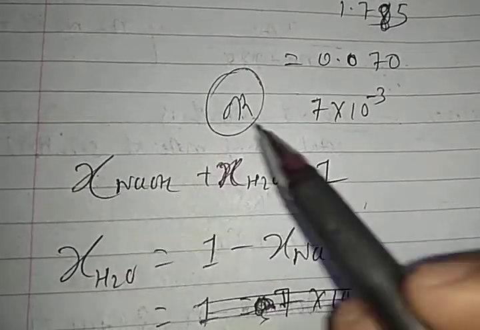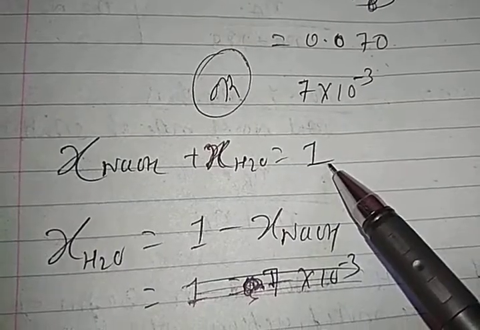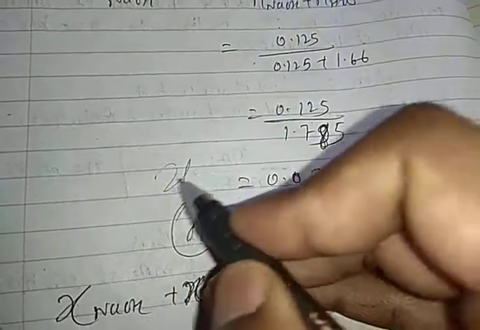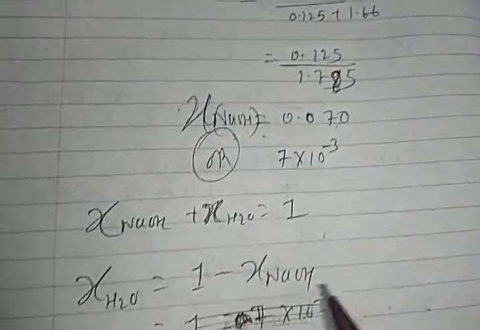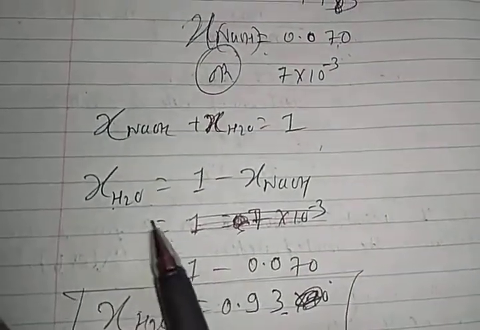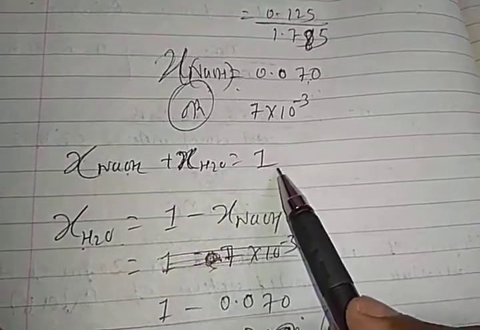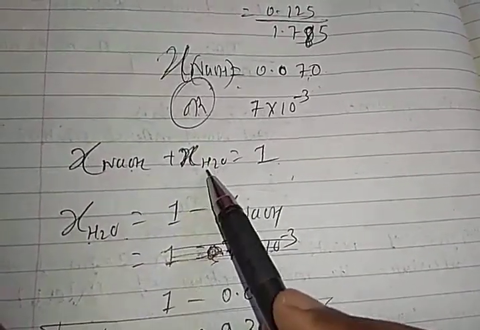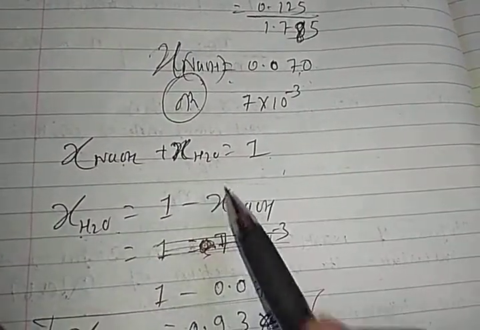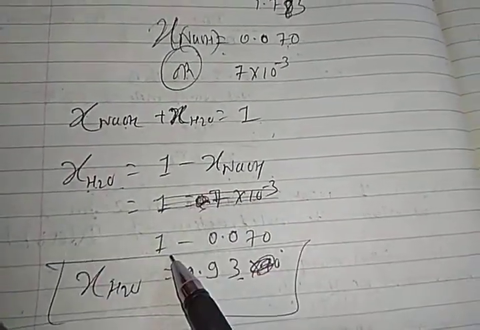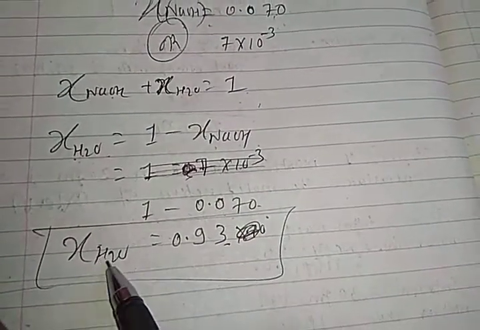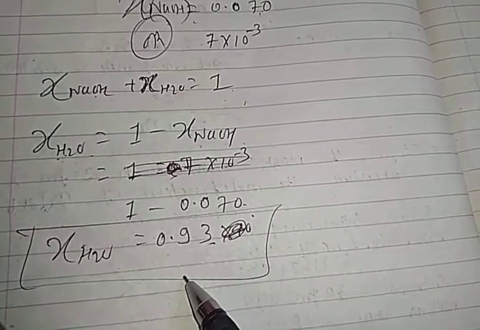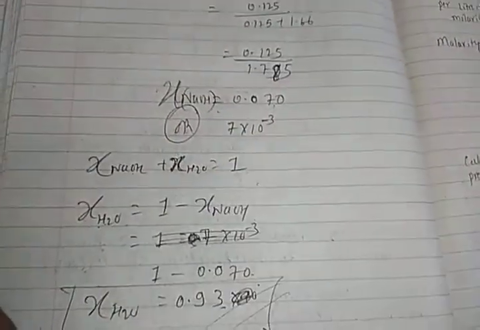Mole fraction of NaOH plus mole fraction of water is equal to 1. We know the mole fraction of NaOH is 0.070. So if we want to calculate the mole fraction of water, we directly use 1 minus the mole fraction of NaOH, which is 0.070. We got the mole fraction of water as 0.393. Right. Understood, students?